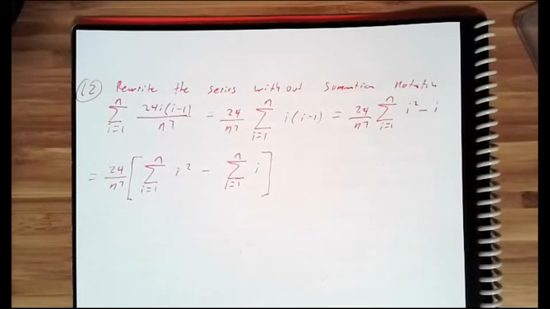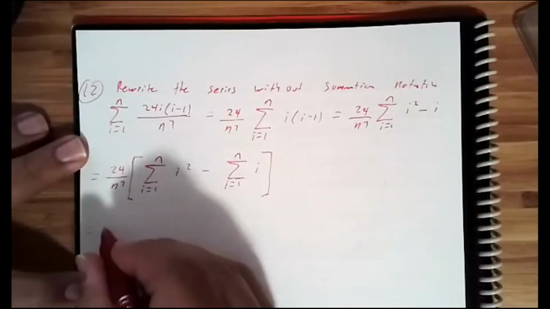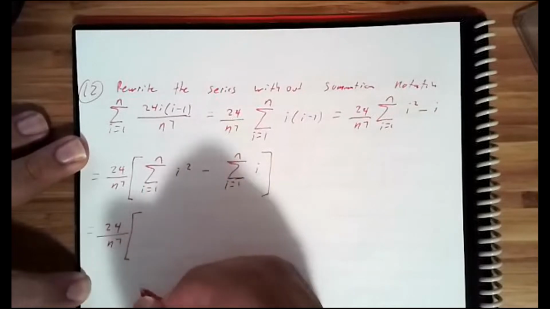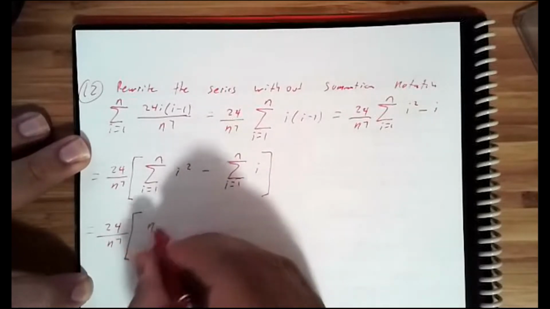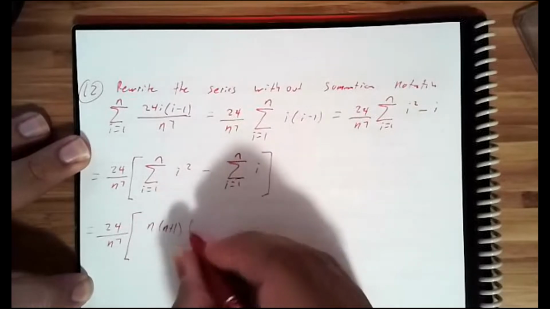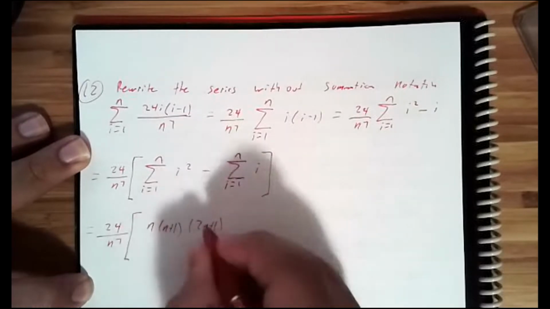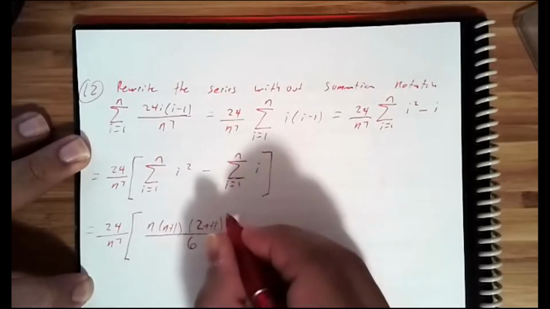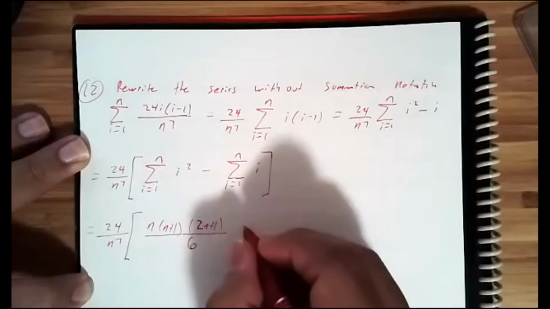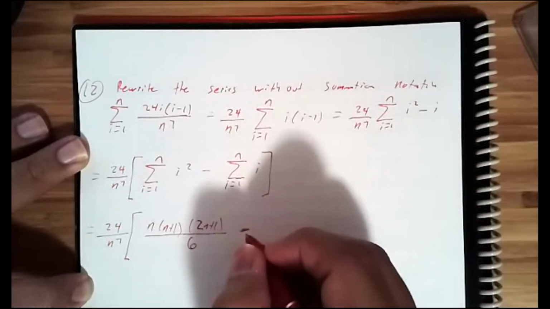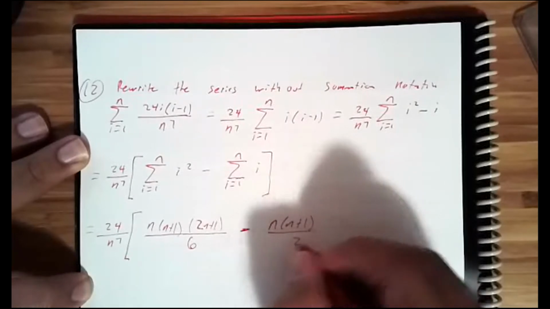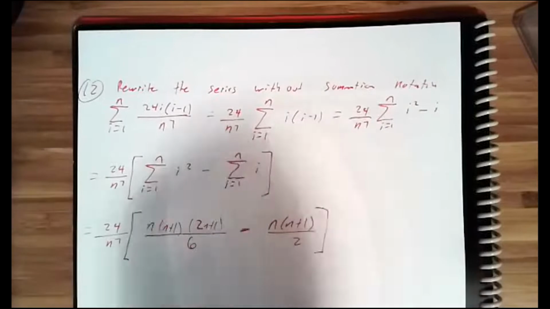Here it is. So I squared, so this first piece is going to become n times n plus 1 times 2n plus 1 over 6. And then minus the I is going to become n times n plus 1 over 2. So this is just from the formulas, right?